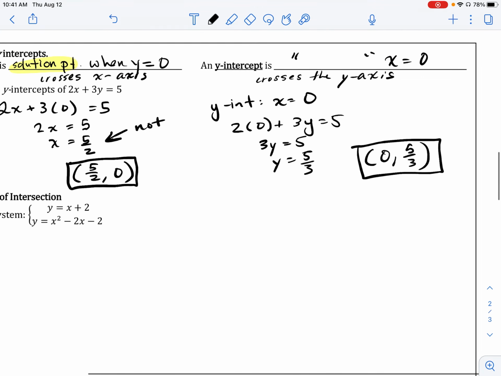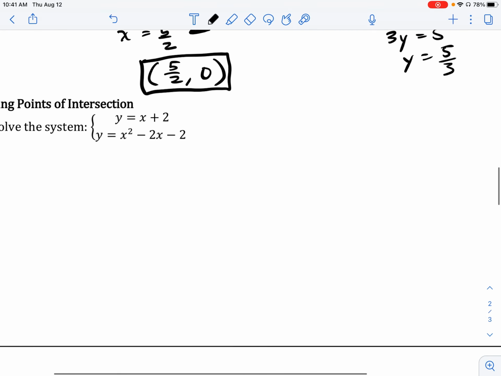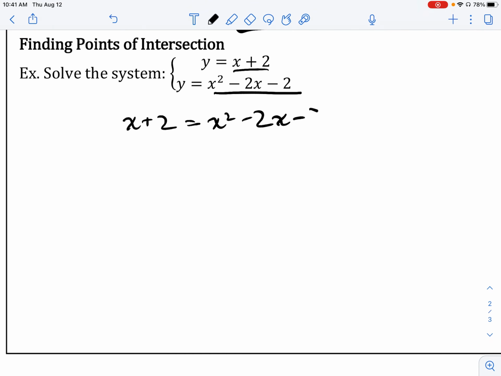Now, just to finally close this off, let's talk about points of intersection. We will spend a lot of time, in fact an entire chapter, on points of intersection and solving systems. But for now, if we have something like this where we have a linear equation and a quadratic equation, a simple way is to set the two equations equal to each other because both of these expressions are equal to y. So if both expressions are equal to y, by the transitive property they should be equal to each other. So I can say x plus 2 is equal to x squared minus 2x minus 2.